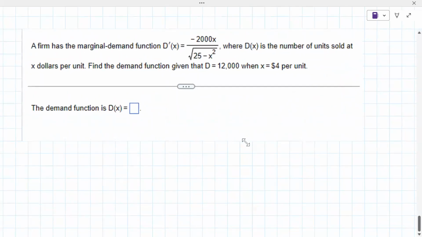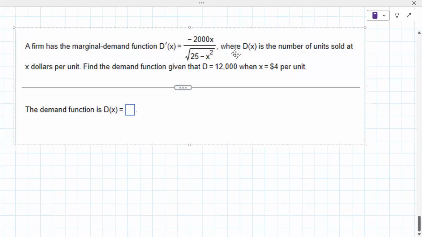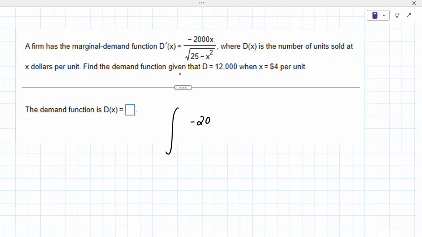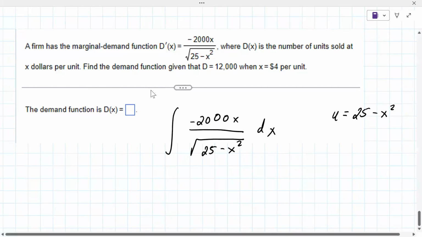So it's another, I think, antiderivative question. Find the demand function, given that B equals 12,000, X equals $4 per unit. So you're finding the antiderivative of this, and this is a pretty challenging problem. You have to know quite a few things about calculus to be able to do this. This is a U substitution problem, and I don't know how they're telling you this, but you don't have a rule for this.